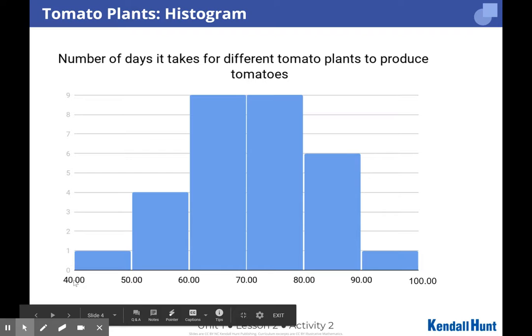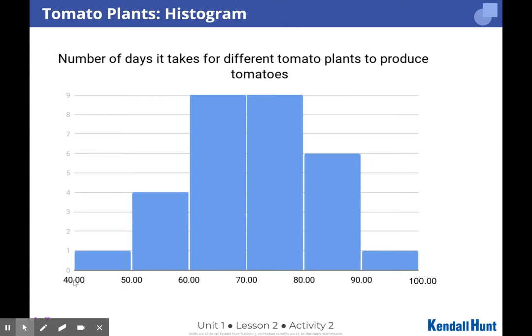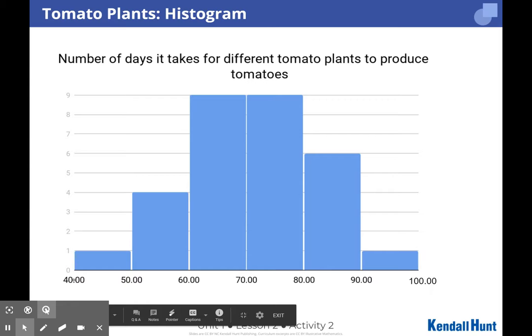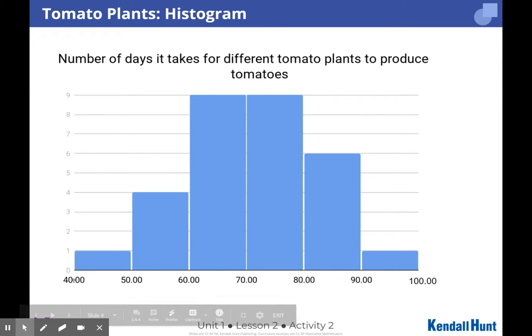So your histogram should have come out looking like this. We simply plot how many were in each one. So from 40 to 50, there was 1. So our bar went up to 1. And then 50 to 60 was 4. And then 9, 9, 7, 7, 6. And then 1 again from 90 to 100.